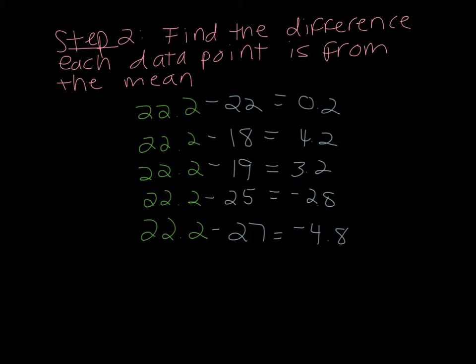So standard deviation basically represents the average distance each data point is from the mean. So what we need to do next is figure out how far each data point is from the mean. So I'm taking the mean, 22.2, and subtracting each one of my data points to figure out how far they are from the mean. So I get 0.2, 4.2, 3.2, negative 2.8, and negative 4.8.